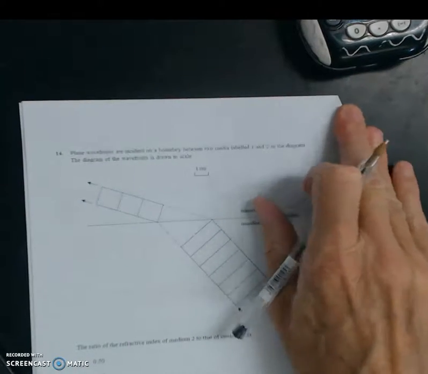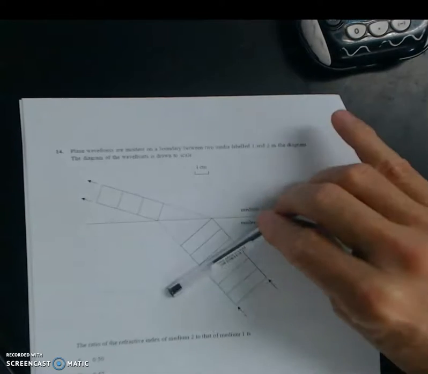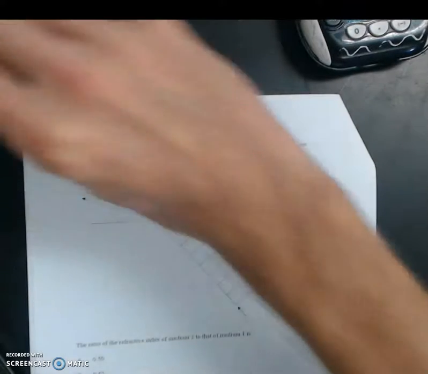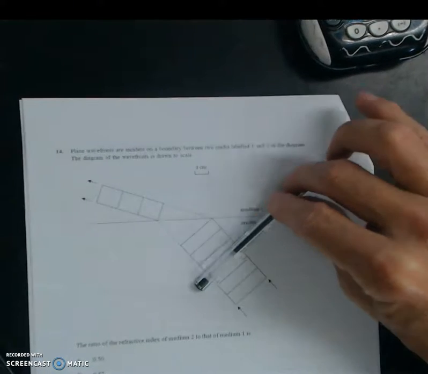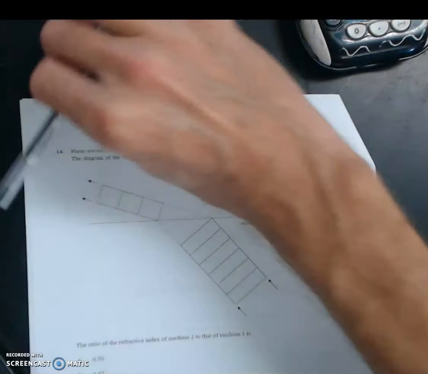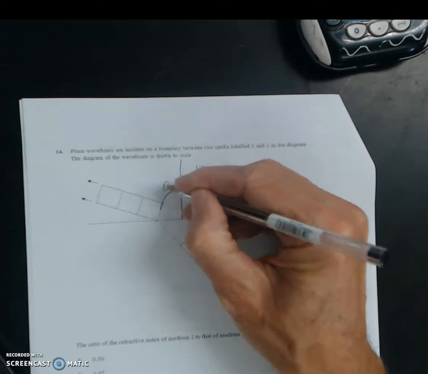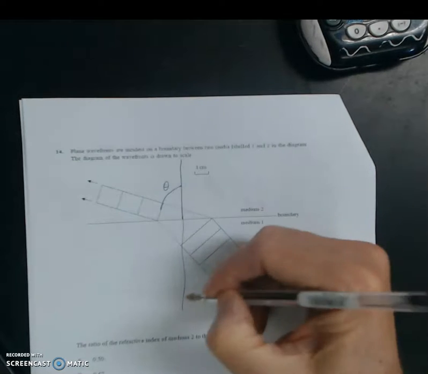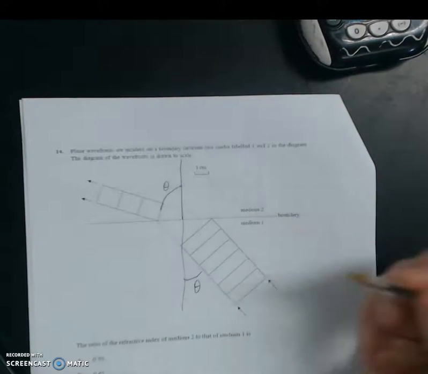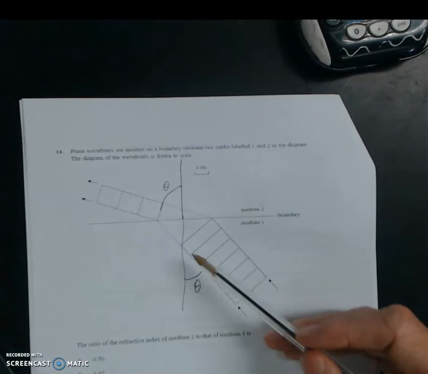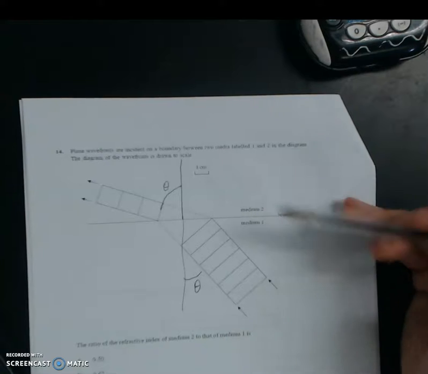Okay, let's see what we get after 14. Ooh, tricky question. It looks like we're coming in this direction, and then we're speeding up and going like this. So we see the wave fronts coming like this, and as it speeds up, it moves away. If we were talking about the angle, theta here is bigger than it is here. This theta coming in is smaller.